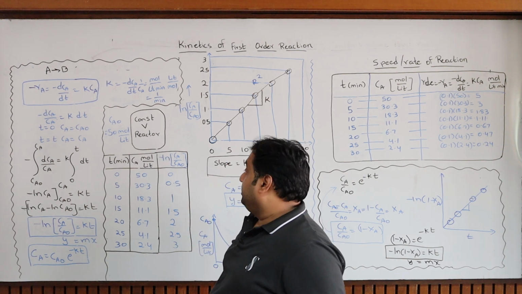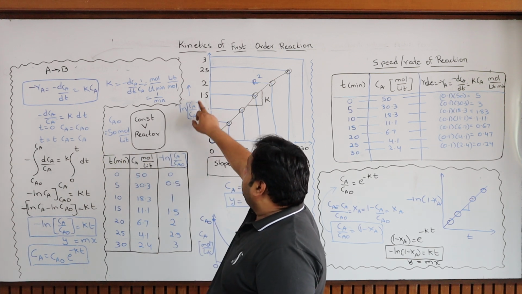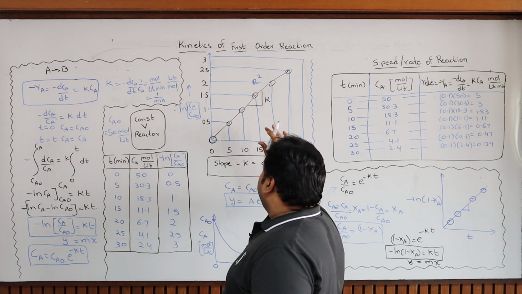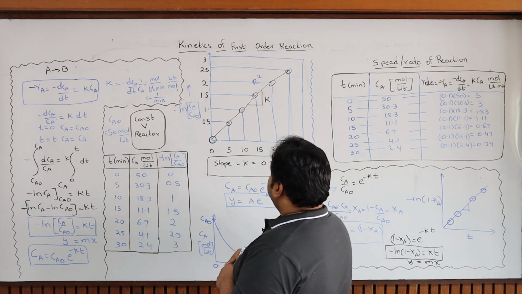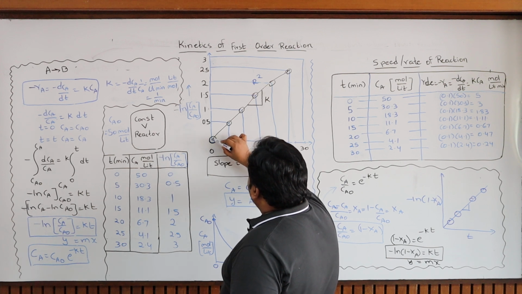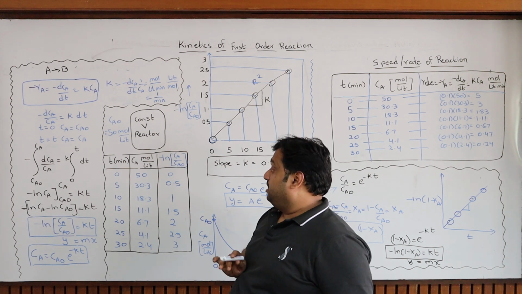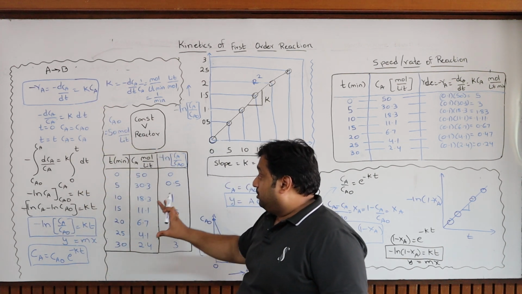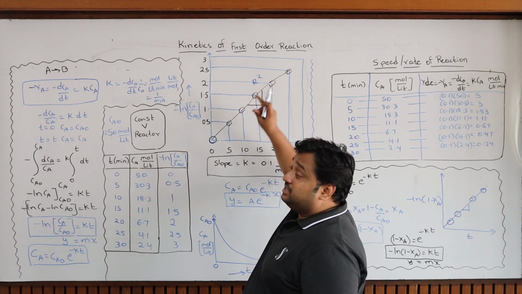Now what we have to do is plot minus ln Ca by Ca0 on the y axis and time on the x axis. Now you can see that if I draw a straight line, I can connect all the points. That means the equation I have assumed based on first order and the experiments I have conducted are both aligned on the same line.